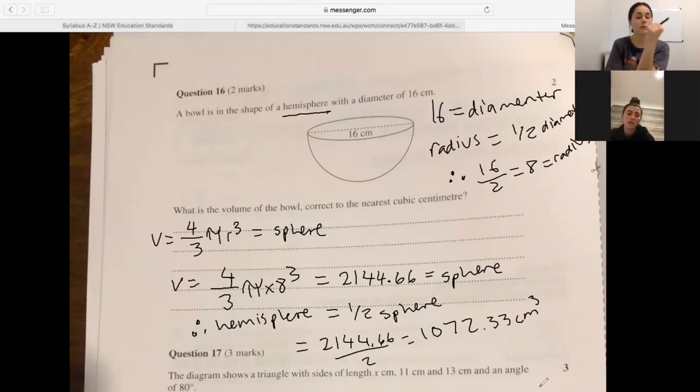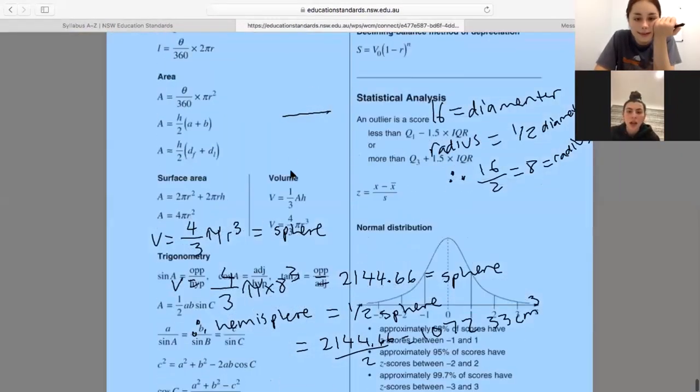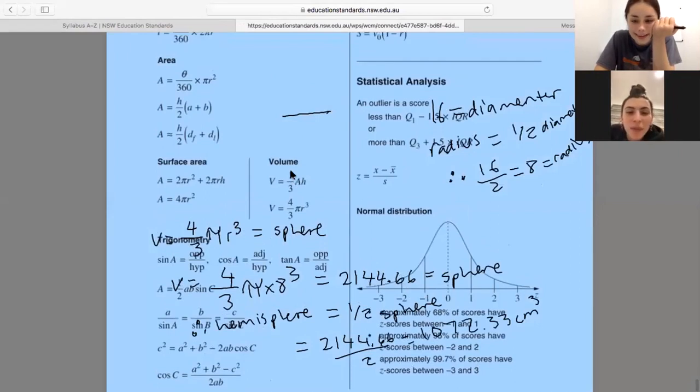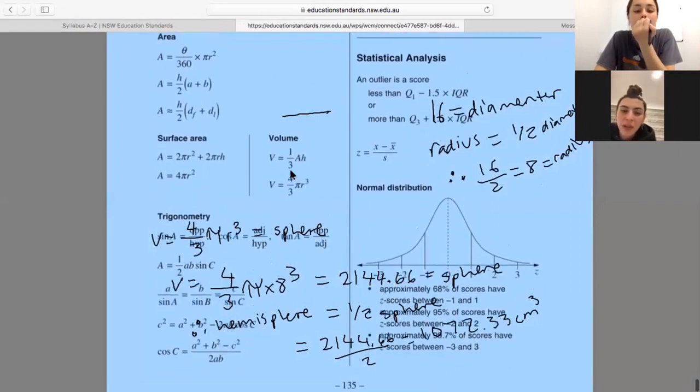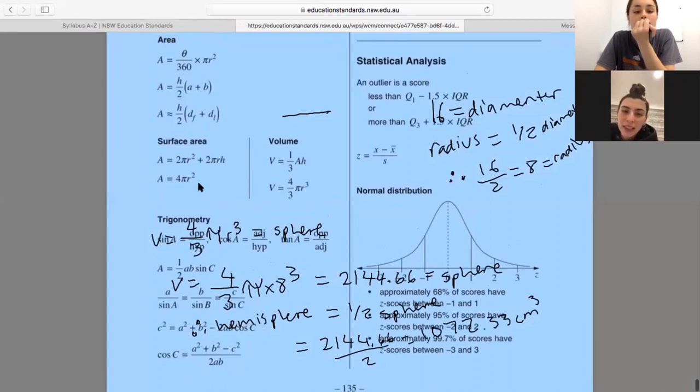How on the reference sheet? Mm-hmm. I'll go back to it. So everything in the surface and volume is a sphere, and then the top 2 are pyramids. The top one here, that would be the area of a cylinder.